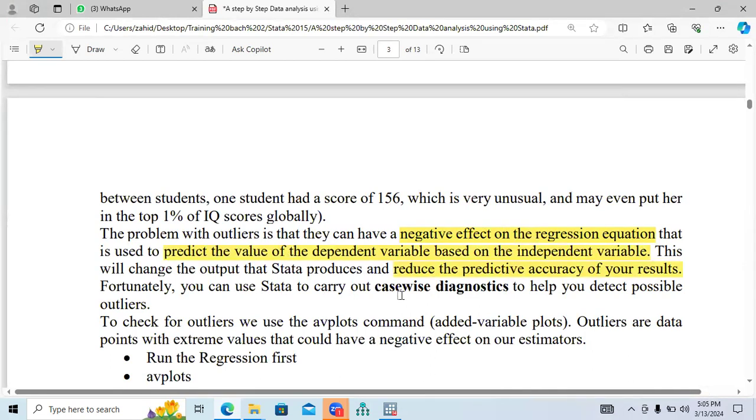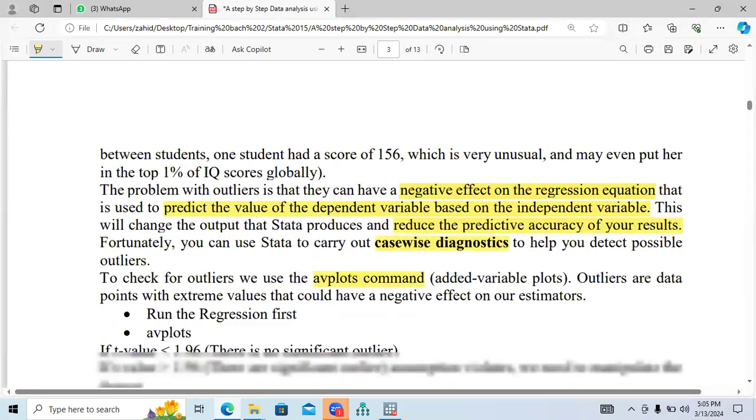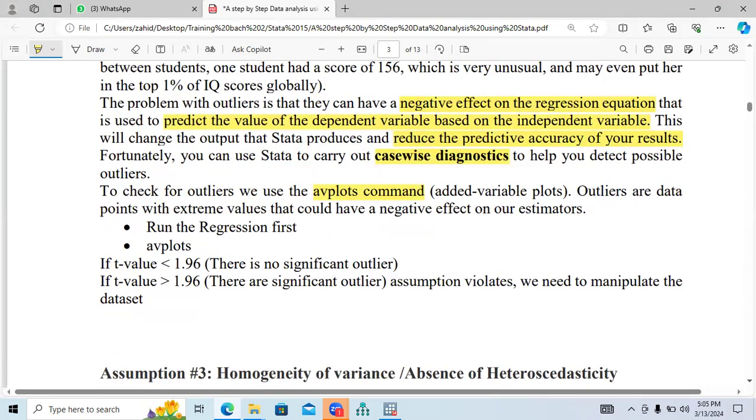Fortunately, you can use this data to carry out case-wise diagnosis to help you detect possible outliers. To check for outliers, we use the AVP plot command. So this is basically the command which you are going to use with your data in order to find out the possibility of outliers.